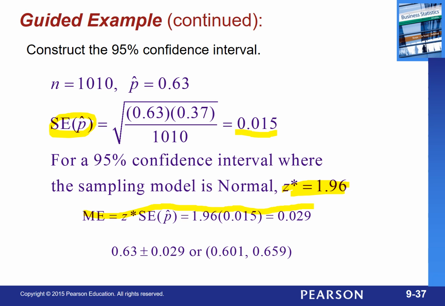It's 0.029. So I'm going to be adding and subtracting my margin of error, which gives the interval 0.601 to 0.659. Let's write a good interpretation of that. So what does this actually mean?